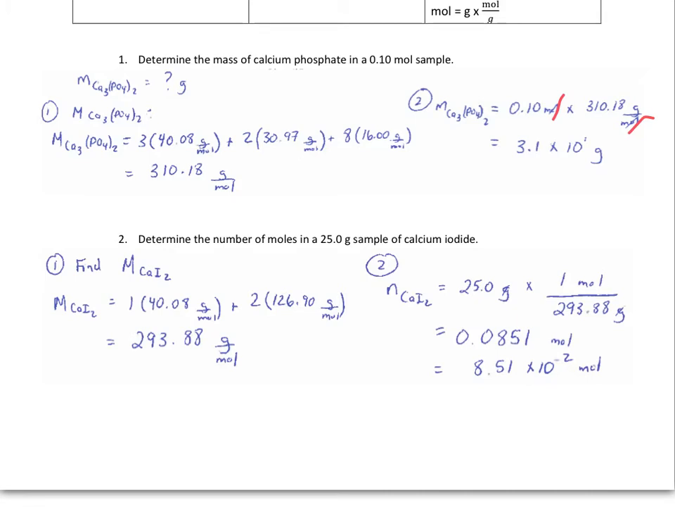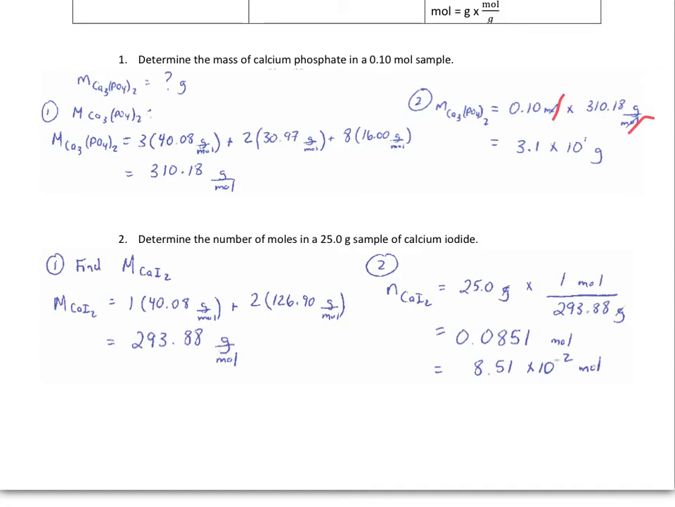And as a quick little mental check, we see that our answer is 31 grams, and we know that our answer needs to be less than 310.18 grams, because that would be the mass if we had 1 mole of calcium phosphate, but we don't have 1 mole, we've got 0.10 moles. So we've got 1/10 of a mole, and so this answer makes sense. It's about 1/10 of this is 1/10 of the value of this.